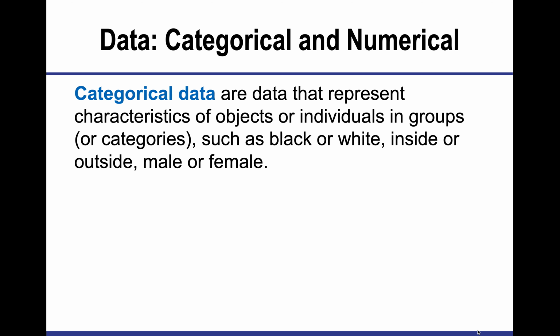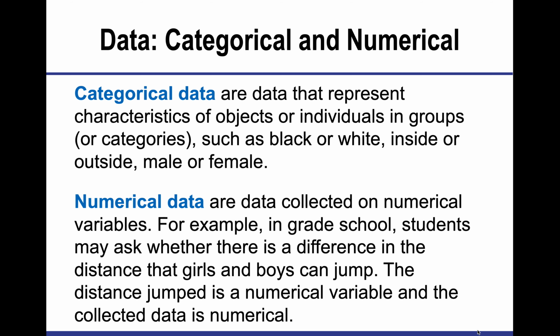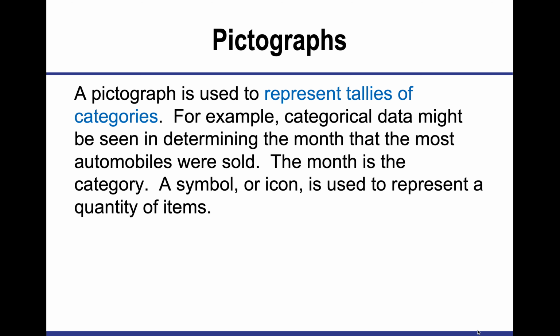Data can fall into many different categories to describe it. Categorical data is going to be categories. So it's when you fall into categories, like male or female, inside, outside, left, right, hair color, eye color. Numerical data is going to be number based. So your grade, your average, your GPA, a measurement of some sort. Those are going to be numerical data points.